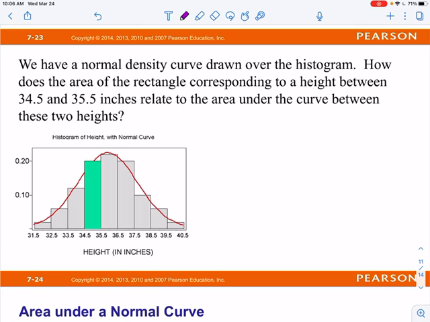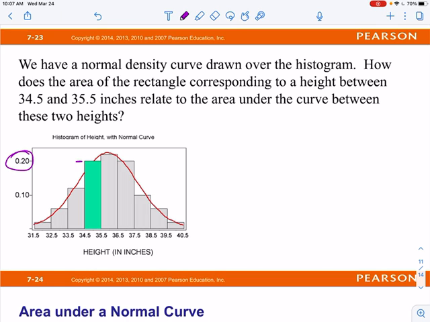We have a normal density curve over the histogram. How does the area of the rectangle corresponding to the height between 34.5 and 35.5 inches relate to the area under the curve between these two heights? Here's the height of that bar. The height of that bar is right here. It's 0.2.